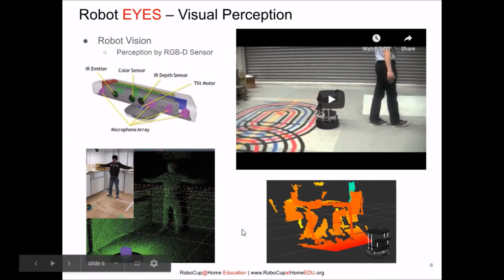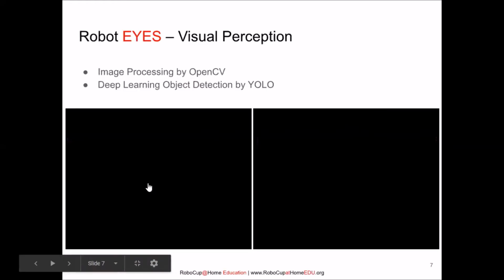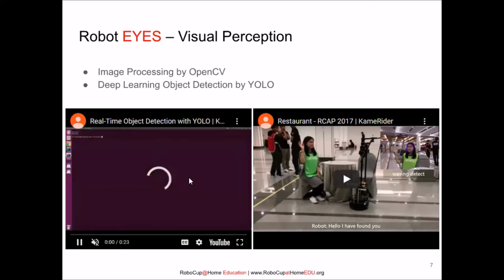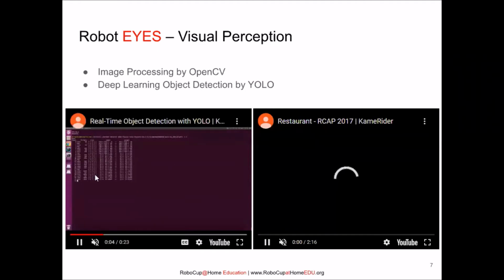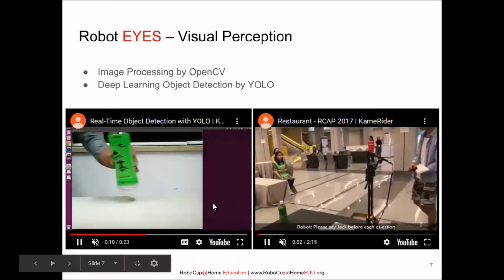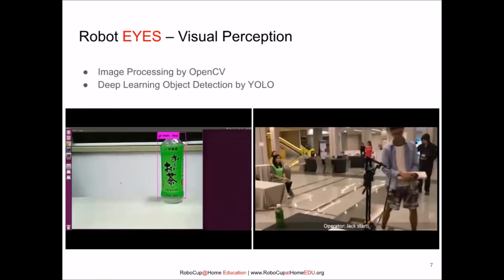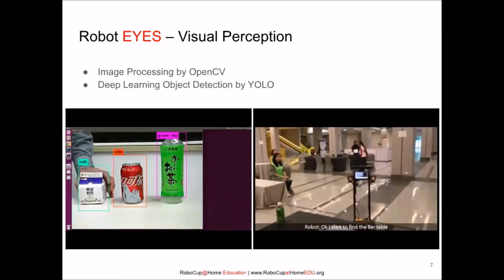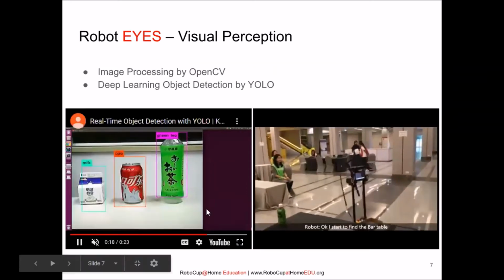With this visual perception, we can do a lot of processing for recognition. For example, we use a lot of deep learning based image processing. On the left, I show you an example of real-time object detection using YOLO. YOLO is an object detection framework using deep learning that you can train yourself with a lot of data, so in real time you can recognize objects.